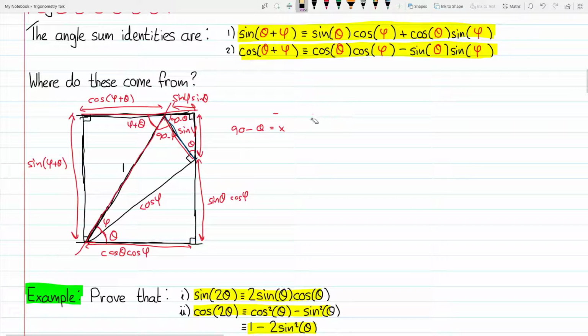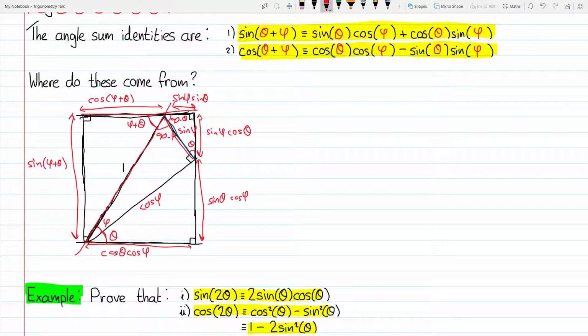And finally, this length here, if I rub these out, this length here is going to be the hypotenuse, which is sine of phi, times cosine of theta. And that's where this is coming from. Why? Well, we just compare. We know that this side is going to be the same as this side. Well, what does that mean? Well, that means that sine of phi plus theta is equal to sine of phi plus cos of theta plus sine of theta plus cos of phi. And that gives us the first equation, right? Because these two sides are equal.